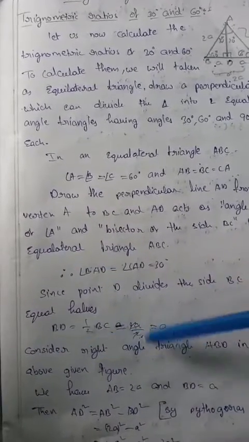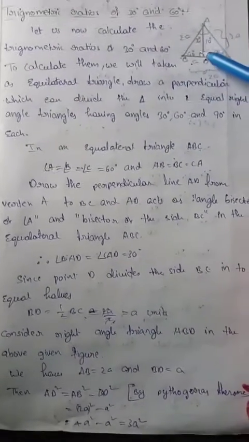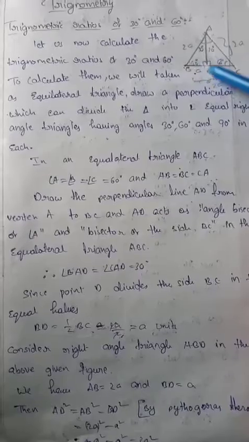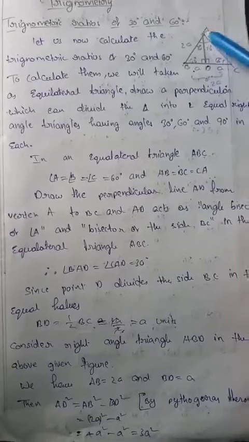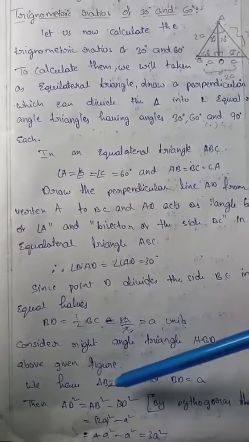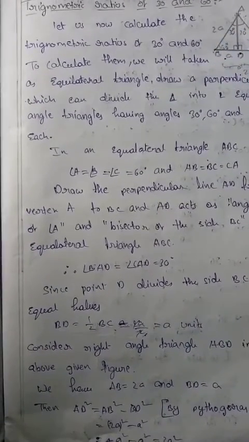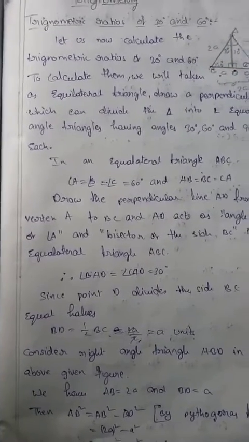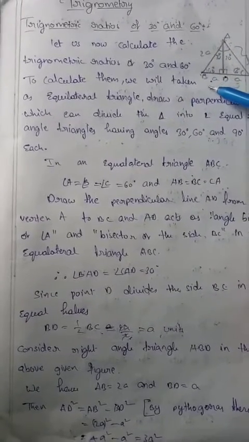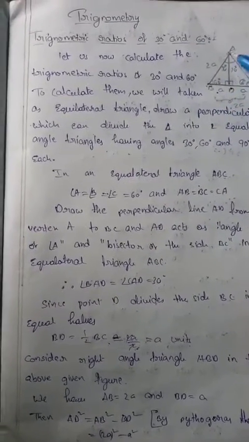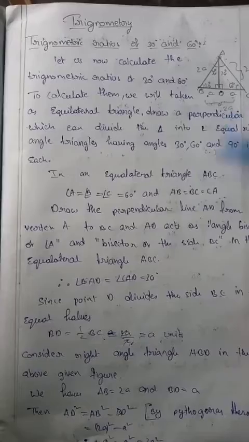After that, consider right angle triangle ABD in the above given figure. We have to see like this. This is the right angle triangle ABD and right angle triangle ADC. We have AB equal to 2A because we assumed all sides are equal in an equilateral triangle and one side equal to 2A. That means all side lengths are 2A. That means AB equal to 2A and BD equal to A.